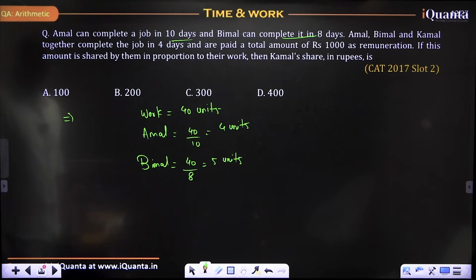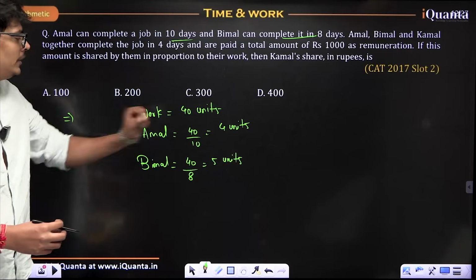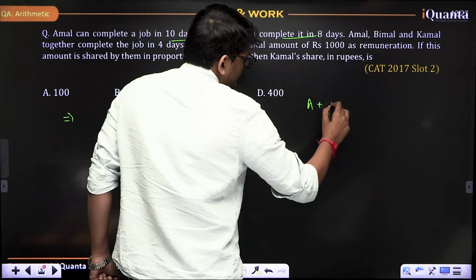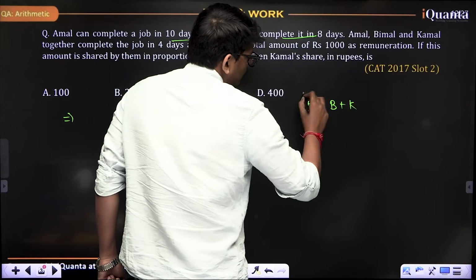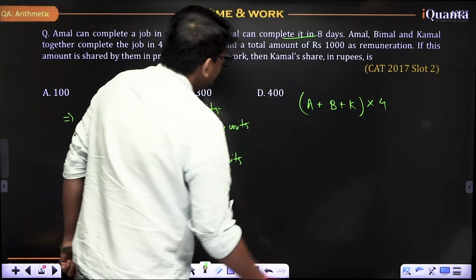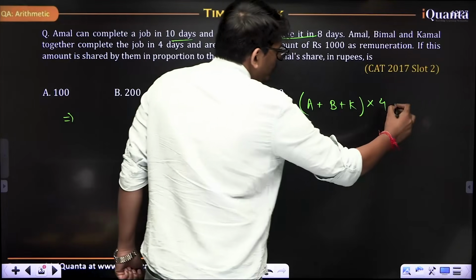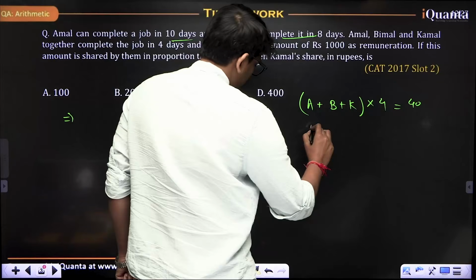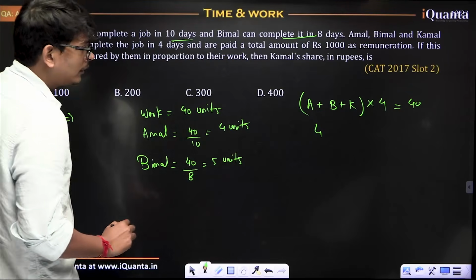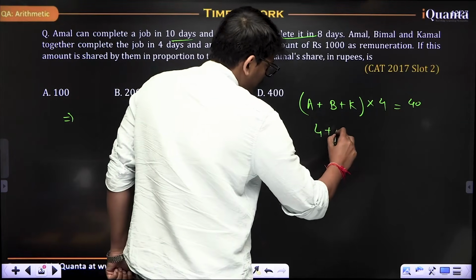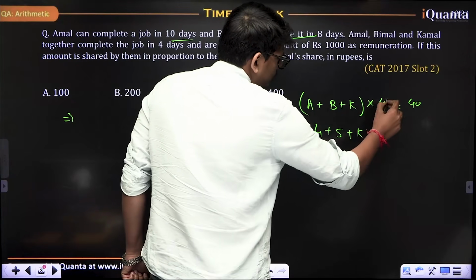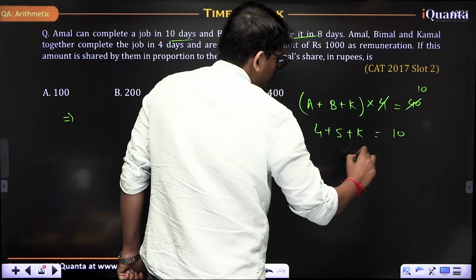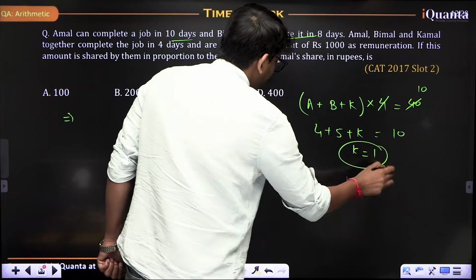Amal, Bimal and Kamal together complete a job. Job means 40 units in 4 days. So if these 3 persons, Amal, Bimal, Kamal, worked for 4 days, the work done is 40 units. Now I can put the values of A, B. Okay, so 4 plus 5 plus K. If you observe, this got cancelled out. So K comes out as 1 unit.